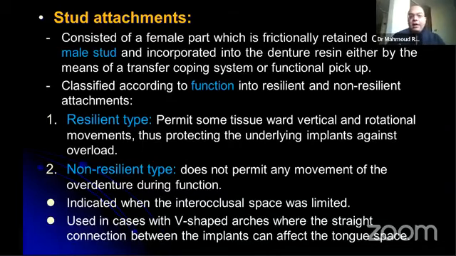The resilient type permits some tissue-ward vertical and rotational movement, thus protecting the underlying implants against overload. The non-resilient type doesn't permit any movement of the overdenture during function. So it will be non-resilient here, or rigid. Indicated when the interocclusal space was limited and used in cases with V-shaped arches where the straight connection between the implants can affect the tongue space.